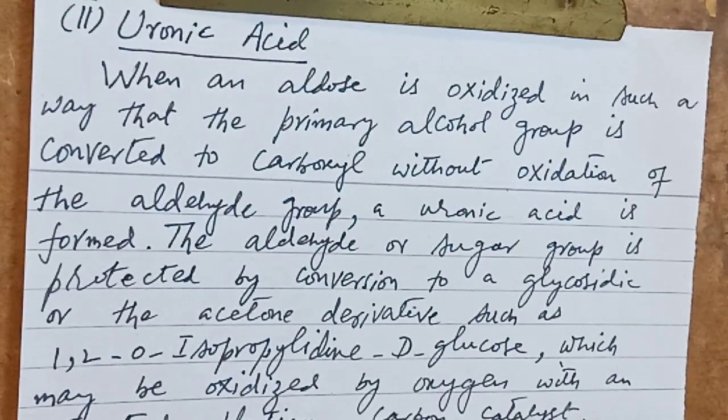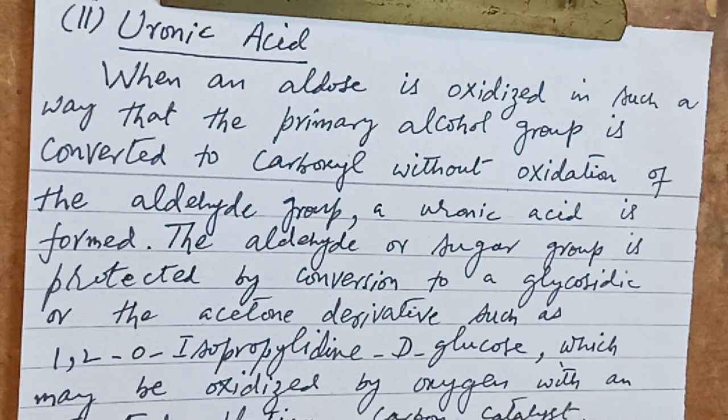Now the further second subclassification of this reaction is the formation of uronic acid. When an aldose is oxidized in such a way that the primary alcohol group is converted to a carboxyl group without oxidation of the aldehyde group, a uronic acid is formed. I am repeating: when an aldose is oxidized so that the primary alcohol group is converted to a carboxyl group without oxidation of the aldehyde group, a uronic acid is formed.